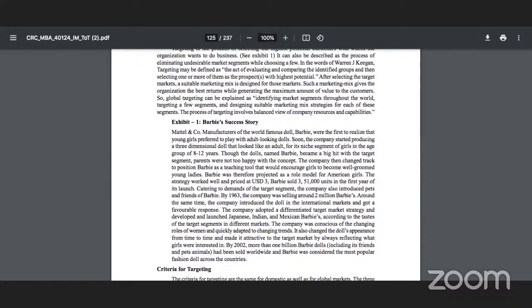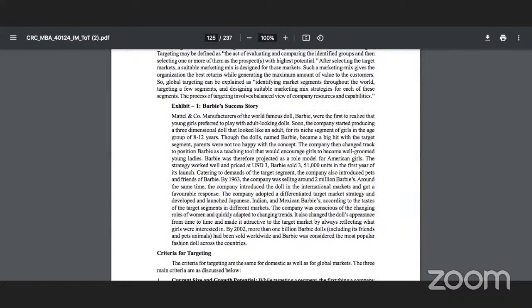Priced at USD 3, Barbie sold 51,000 units in the first year of its launch. And then, based on the demands of the target segment, the company introduced many pets and friends of Barbie. So they made a family of Barbie supporters. By 1963, the company was selling around 2 million Barbies. And this is the time when the company introduced the doll in the international market and got a favorable response.